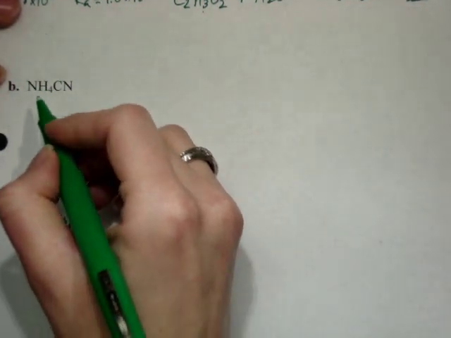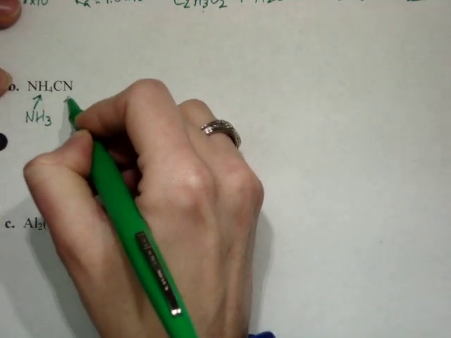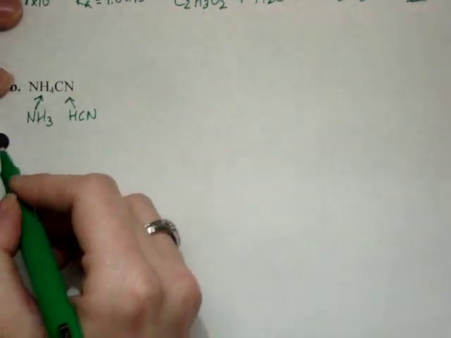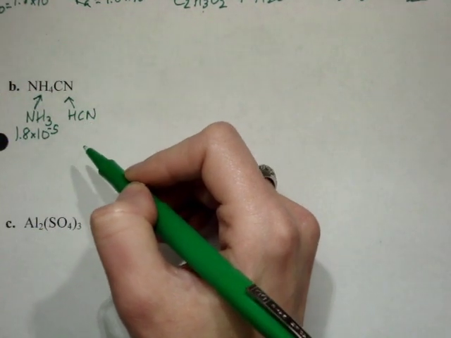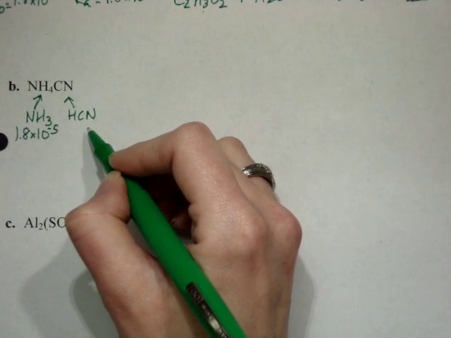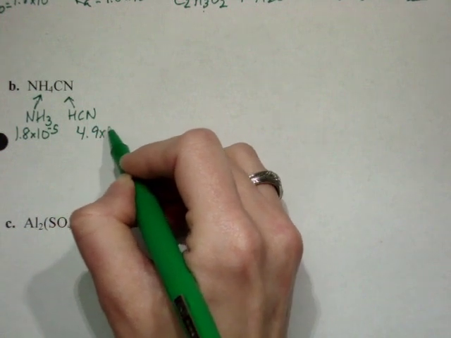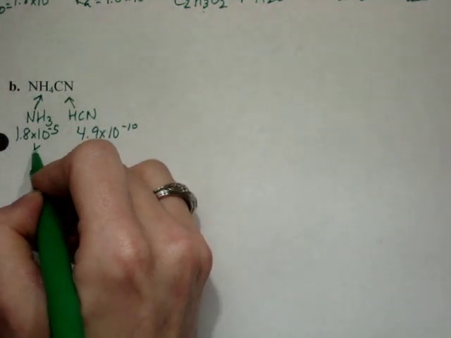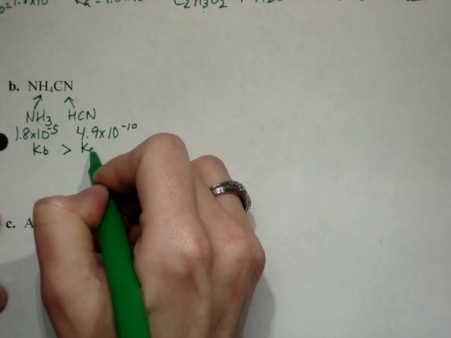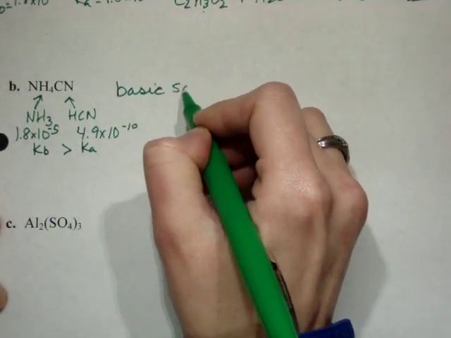NH4CN is a little bit trickier. This is coming from NH3. This is coming from HCN. We just use the Kb for this one. And the Ka for HCN is 4.9 times 10 to the negative 10. In this case, the Kb is greater than the Ka. So if I just want to know what kind of salt it is, it's a basic salt.